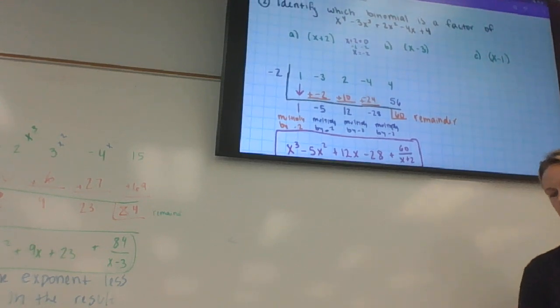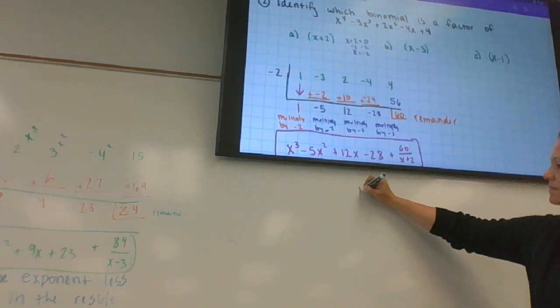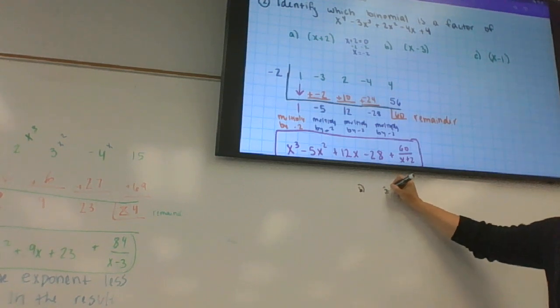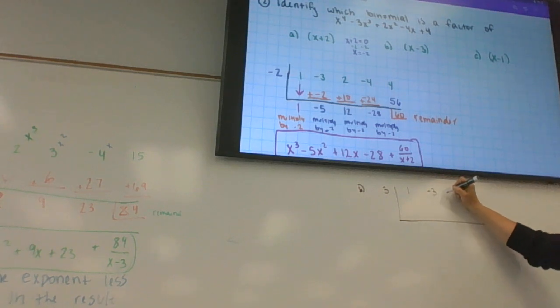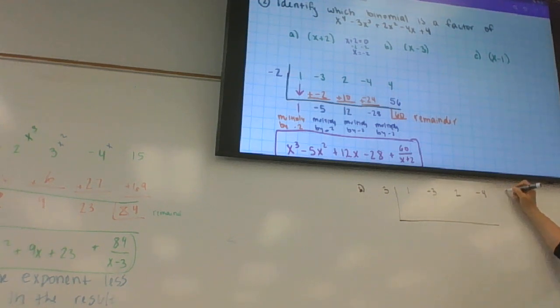Who's got a question? Letter B. I'm going to put a positive 3 on the outside, the same top row. Yeah, we're doing the same thing 3 times with different numbers on the outside.